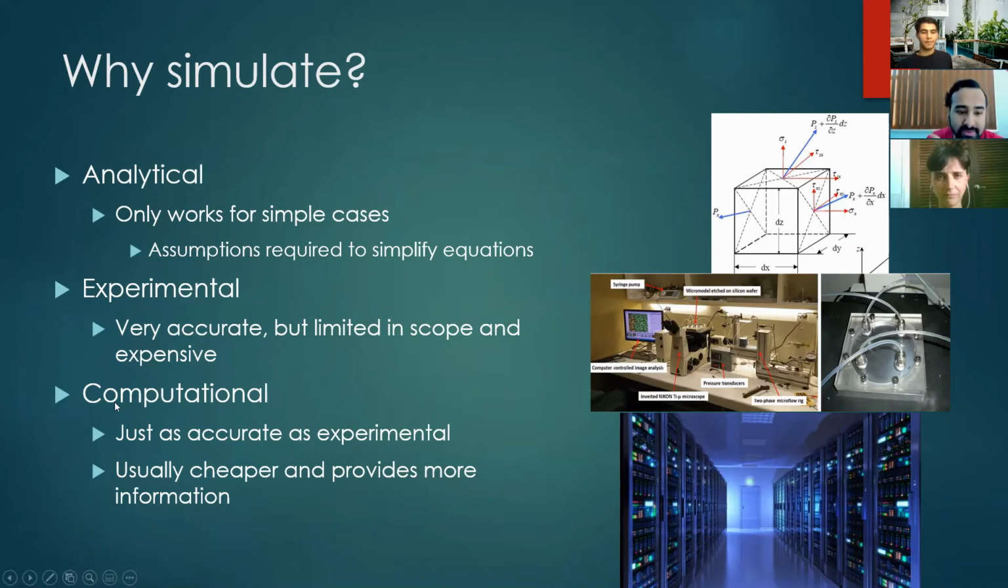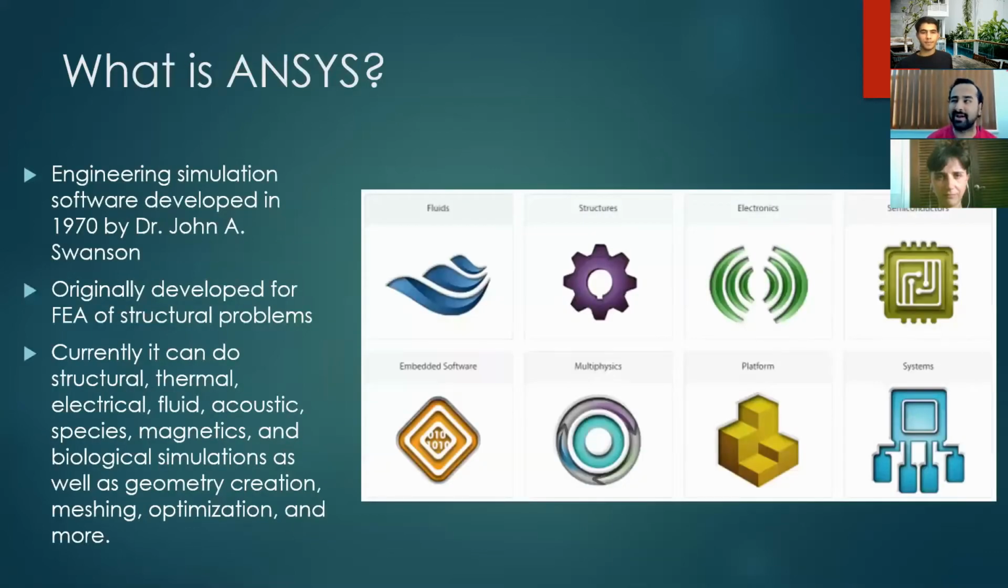Now, the next thing you can do is computational. And the nice thing is that this can be just as accurate as experimental, assuming that you've given it a good amount of detail about the real model. But usually it's cheaper and provides way more information than the experimental could ever give. Because while the experimental might be able to give you information about forces on one part of the surface, the computational can give you information on what forces and stresses are all over your model. So with that, does anybody have any questions before I get into how ANSYS goes into all this?